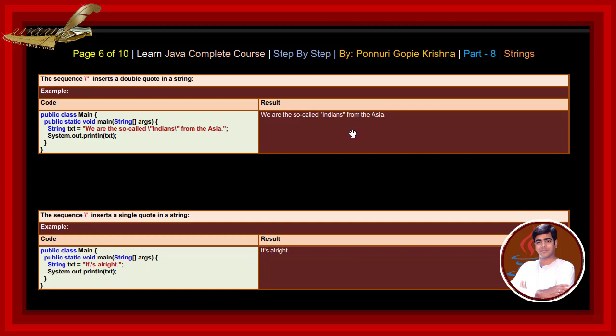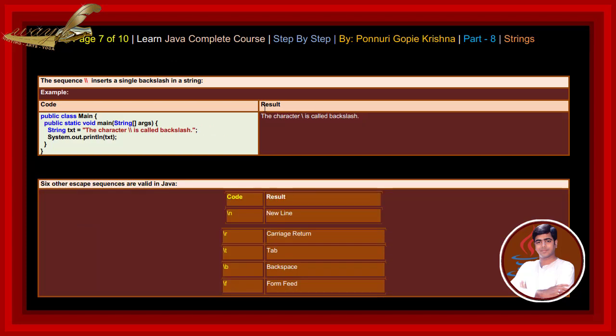The sequence backslash single quote inserts a single quote in a string. See here, it's backslash single quote, yes, alright. See here, it's alright. Only the single quote printed. The sequence double backslash inserts a single backslash in a string. See here, the character double backslash is called backslash. The character single backslash is called backslash. Only a single backslash printed. See here, six other escape sequences are valid in Java. \n new line, \r carriage return, \t tab, \b backspace, \f form feed.